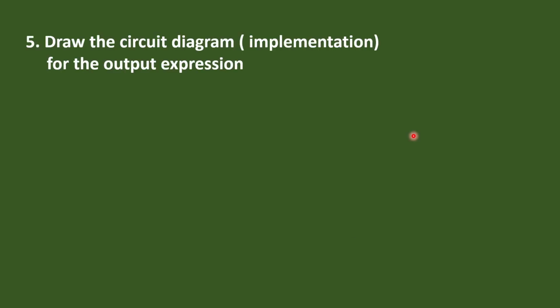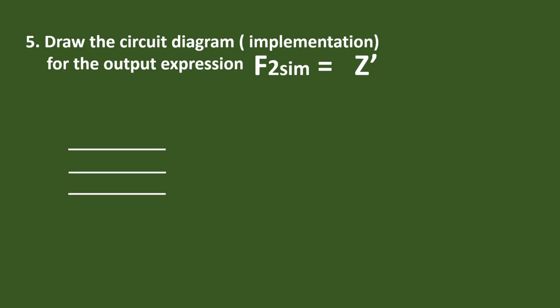Now the next step is to draw the circuit diagram, or we have to give the implementation. So what is it? It is for the output expression F2 simplified is equal to z dash. So now we draw the input lines corresponding to x, y and z, and this z dash is required. So we connect a NOT gate or an inverter and the output is taken. Okay, so we get this z dash. So this is how we design a circuit.